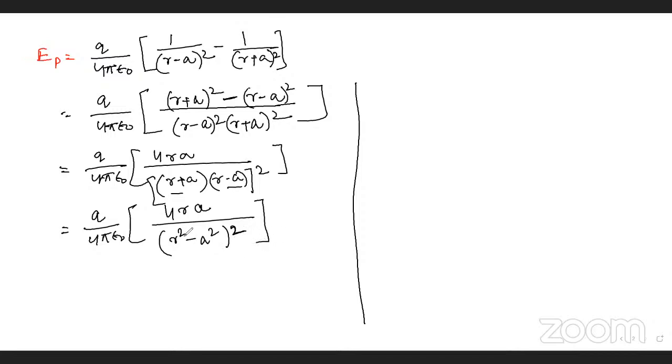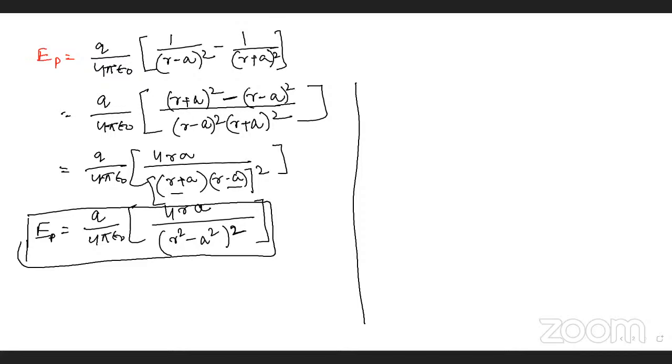Clear. This is our electric field on the axis actually. But here we'll use some assumption and simplify to get another term for that.